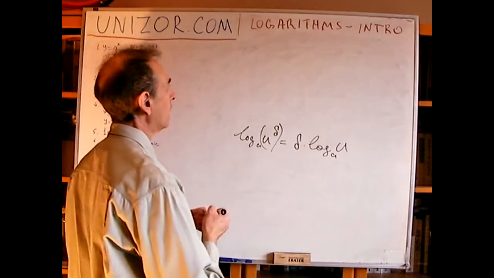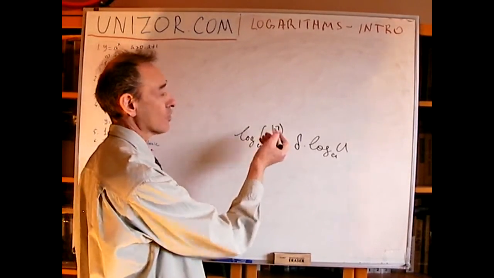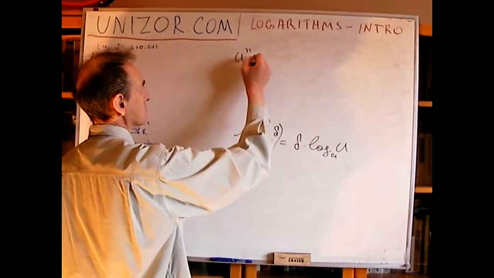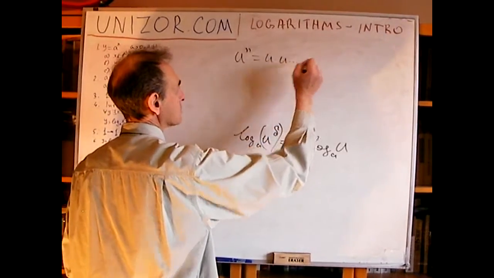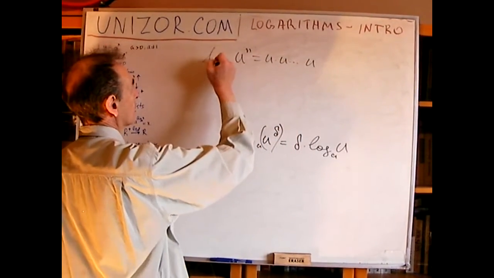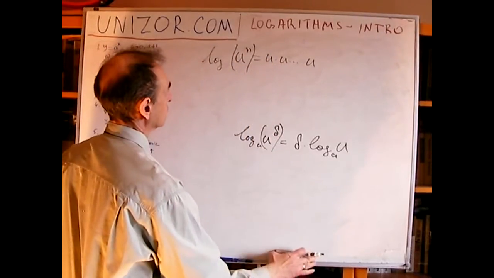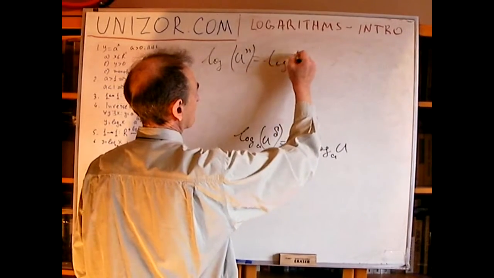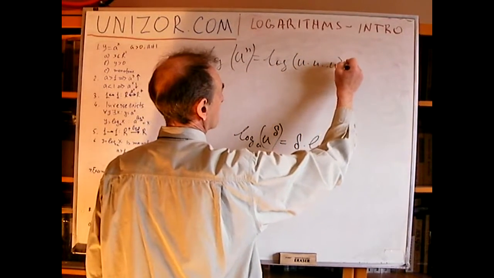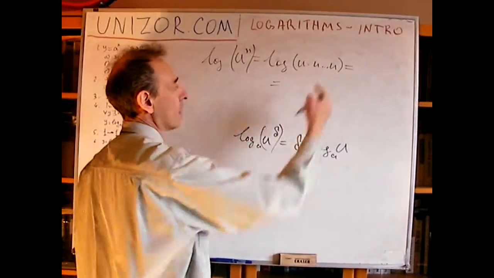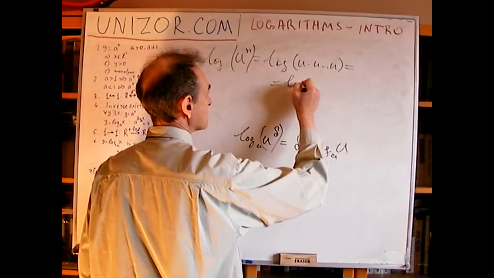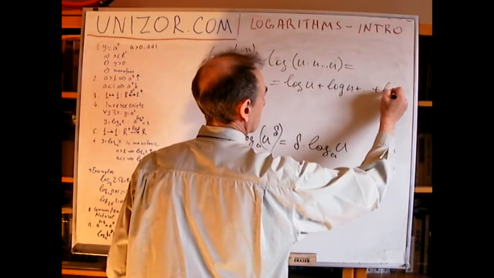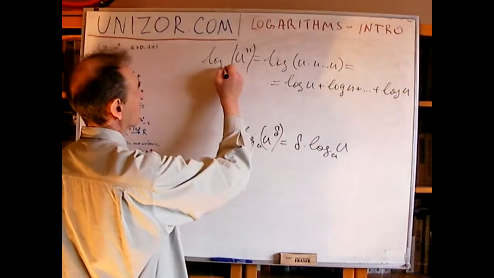Now, if you have, for instance, a natural exponent here, let's say u to the n. This is u times u, etc. times u, right? So if I take the logarithm of this, it will be equal to the logarithm of this, and this is the logarithm of a product, right? Which is a sum of logarithms. It's all base a.